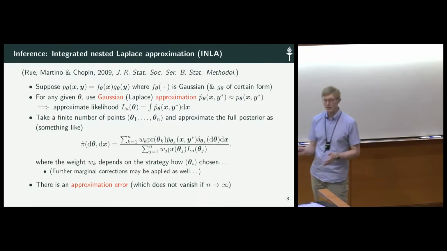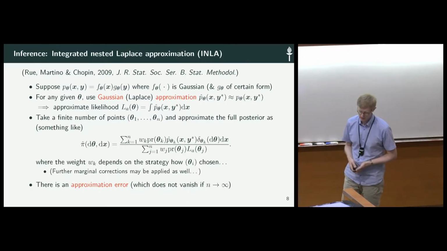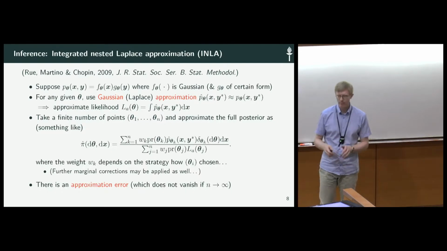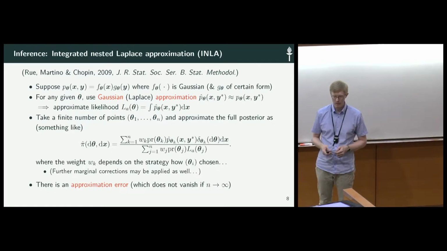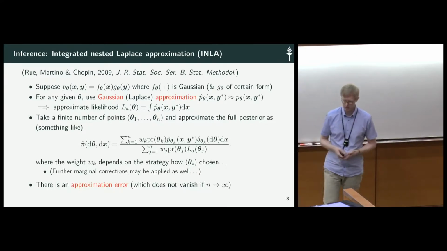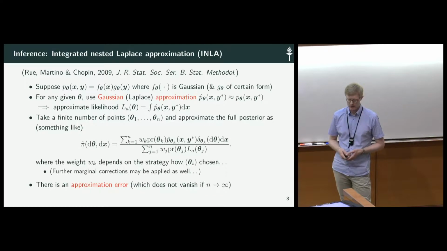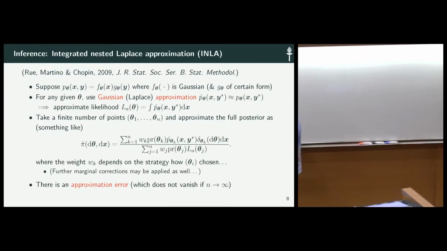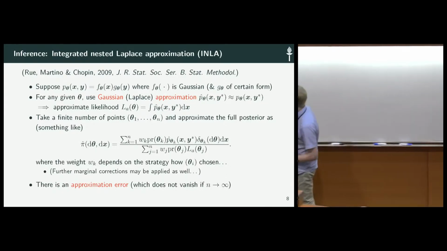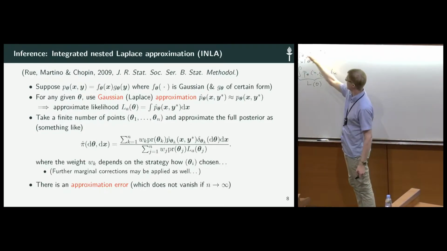There are some assumptions about the model, which I don't want to go into too much. There are certain models you can apply INLA with, but it's a big class of very useful models, so it's a useful approach. What it does is rely on a Gaussian approximation, or a Laplace approximation. In fact, I like to view it as relying on a Gaussian approximation of this joint here.